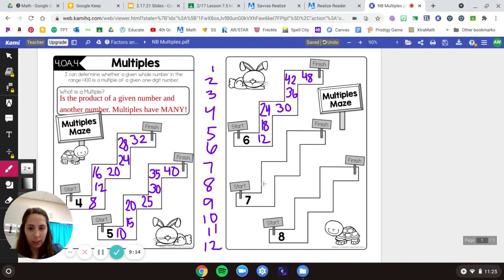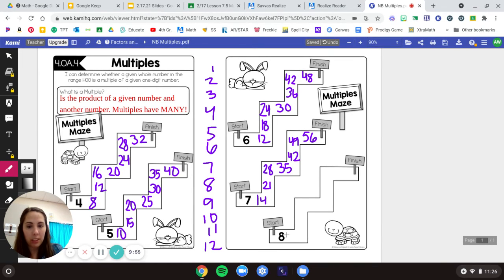All right, let's try our 7s. 7 times 1 is 7. 7 times 2 is 14. 7 times 3 is 21. 7 times 4 is 28. 7 times 5 is 35. 7 times 6 is 42. 7 times 7 is 49. And 7 times 8, we know is 56.